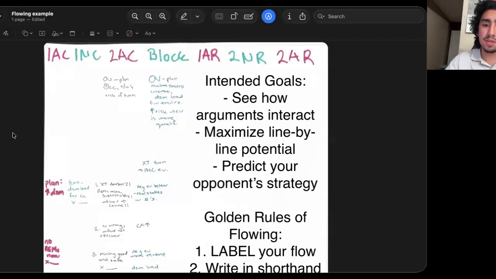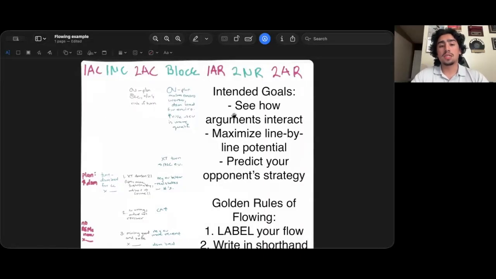So I'm going into this video thinking that you've watched the overview and line by line video. So you should be well equipped to understand what's going on with this piece of flow right here. Before we talk about what's actually going on in the flow and to show you how flowing correctly helps you maximize your line by line potential as well as predict your opponent's strategy, there are some golden rules that I want you to follow when you're flowing. The first rule is to always label your flow.